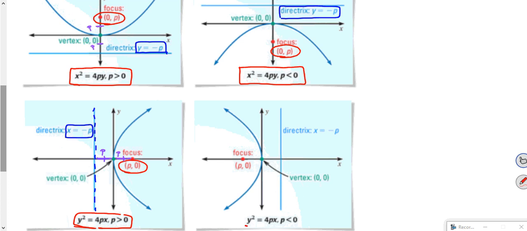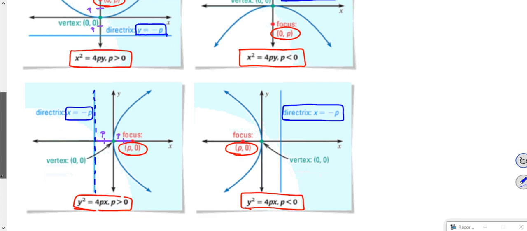And if your p is less than 0, it's going to point left, which is negative on the x-axis, so that makes sense. Left and down are negatives, right and up are positives. Same kind of deal. Your focus is on the x-axis, so it's (p, 0). Your directrix is a vertical line, so it's x equals negative p. When you look at it, you have to be able to tell: is this a left or right parabola, or an up and down parabola?